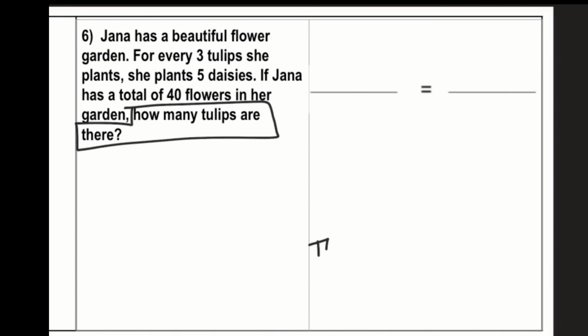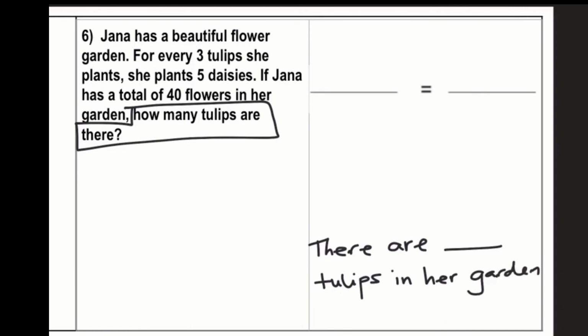So let's answer that. There are blank tulips in her garden. Let's go line by line and look for those relationship key operation words. Jana has a beautiful flower garden. For every 3 tulips she plants 5 daisies. If Jana has a total of 40 flowers in her garden, how many tulips are there?